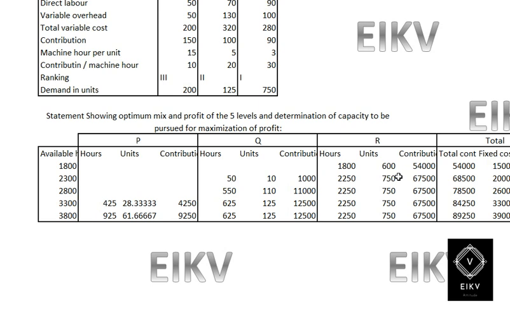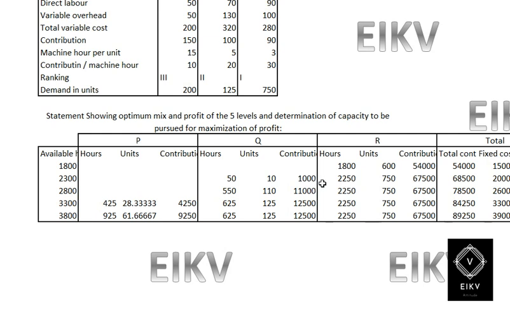If the hours is 2300 hours, we can produce the 750 units of product R, which will take a total of 2250 hours, and the 750 units multiplied by 90 is the contribution, which will give the total of 67,500 rupees.